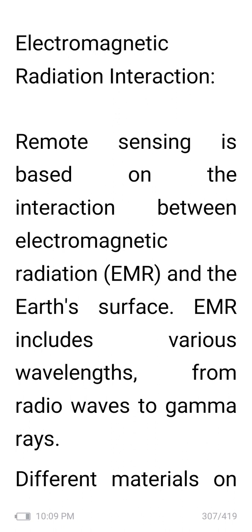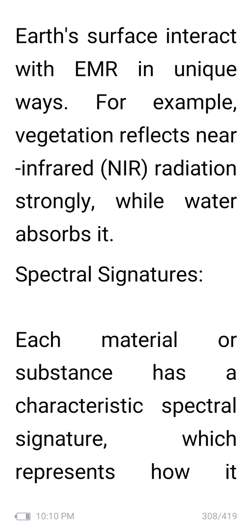Remote sensing is based on the interaction between electromagnetic radiation and the Earth's surface. Electromagnetic radiation includes various wavelengths, from radio waves to gamma rays. Different materials on Earth's surface interact with EMR in unique ways. For example, vegetation reflects near-infrared radiation strongly while water absorbs it.